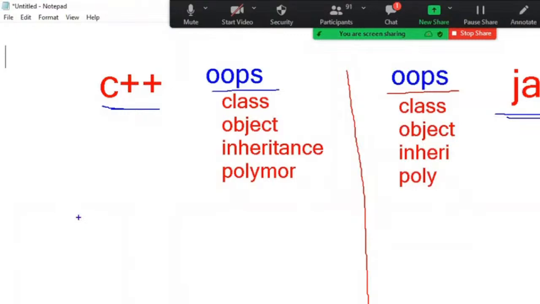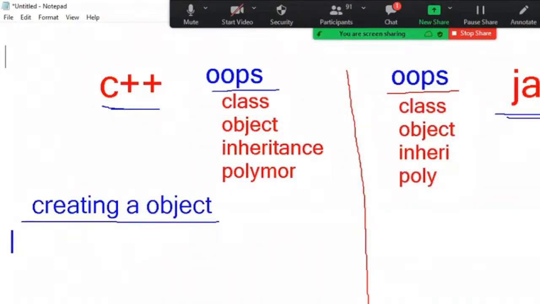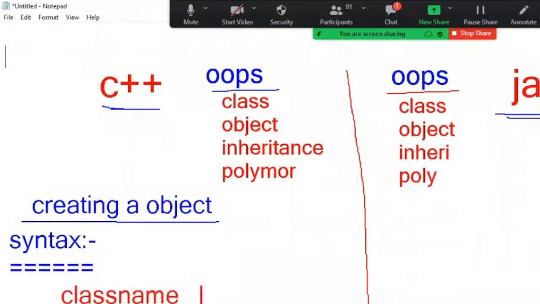Can anybody guess? Suppose in C++, I want to create an object from the class, what is the syntax? Anybody technical have an idea? I think so many persons have an idea. Creating an object from the class, what is the syntax in C++? Observe here. What syntax do they give in C++? Slowly observe here, here is the only difference. Class name, space, object name. This is the syntax to create an object from the class in C++.